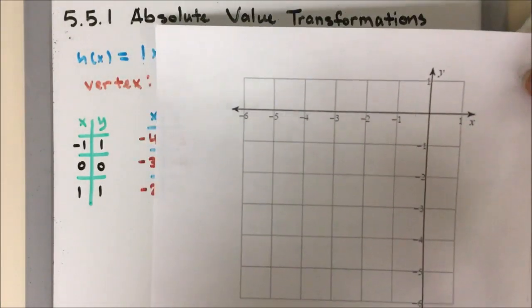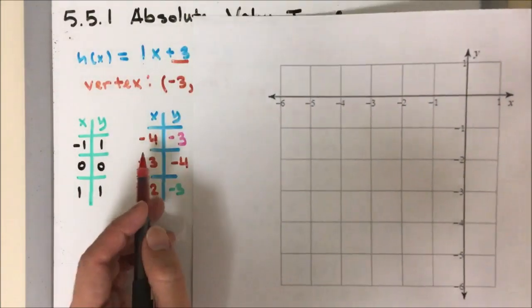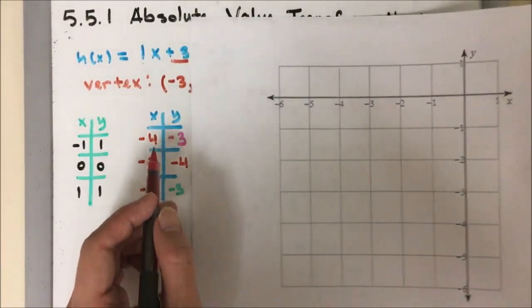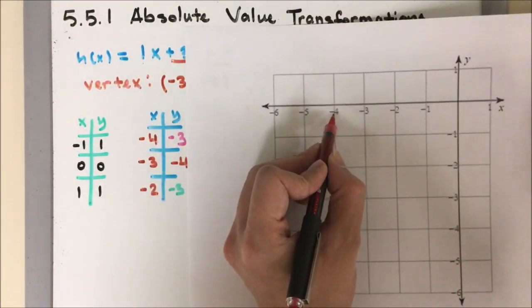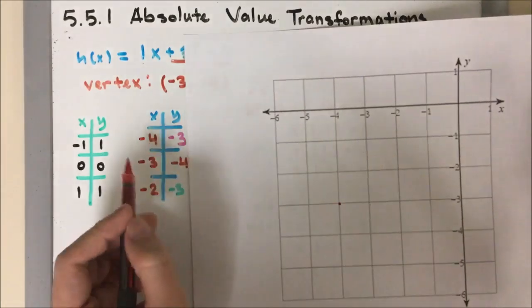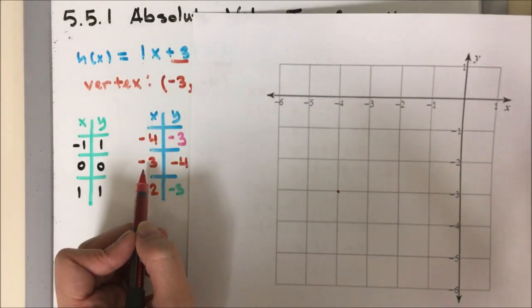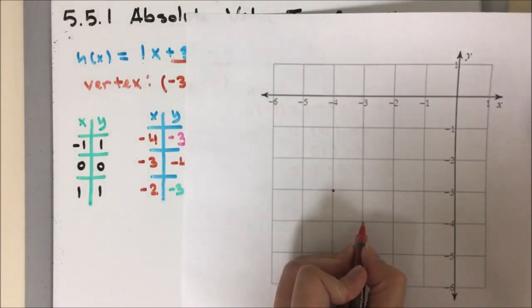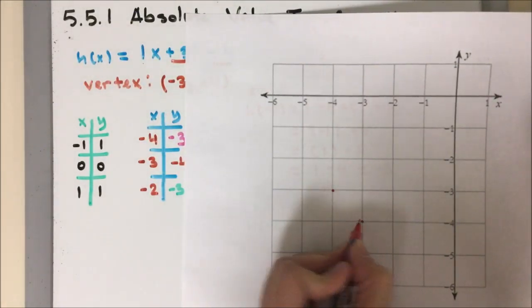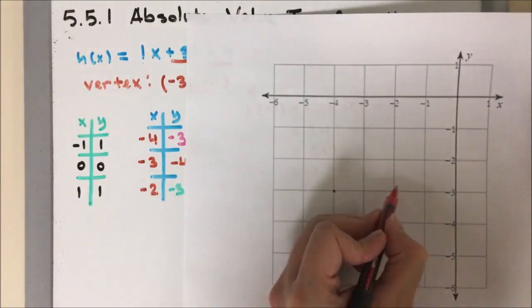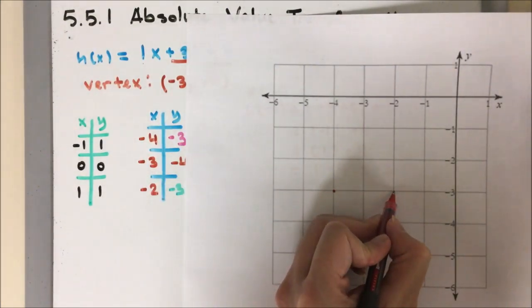Alright, so I'm going to start graphing this. So the first point will be -4 and -3. So -4 at the x and then -3 at the y. Then my vertex, -3, comma -4. So -3 and then -4 for the y. That's my vertex. And then -2 and -3. So -2 for the x and then -3 for the y.